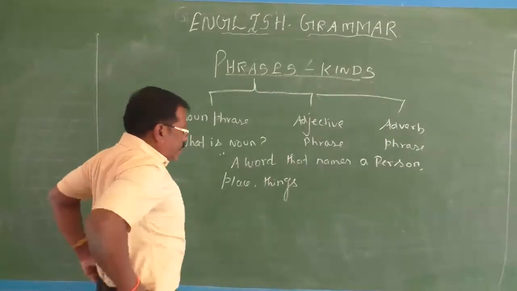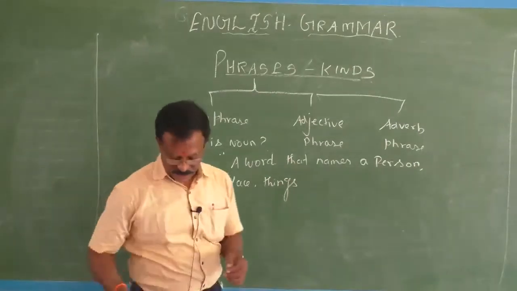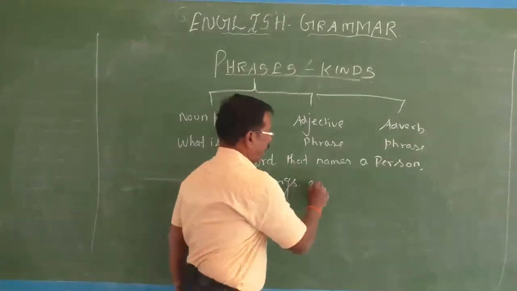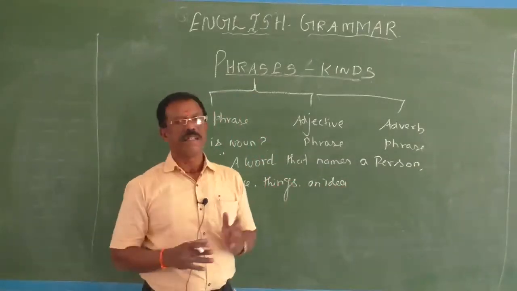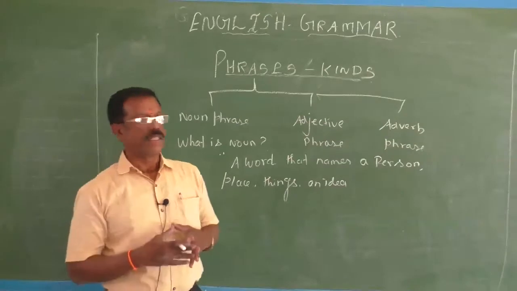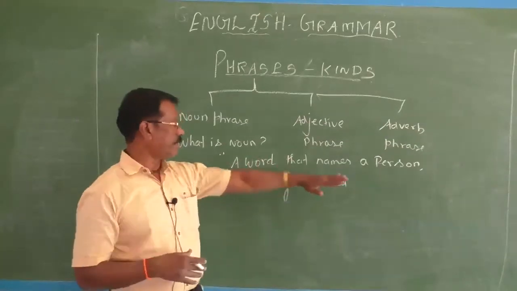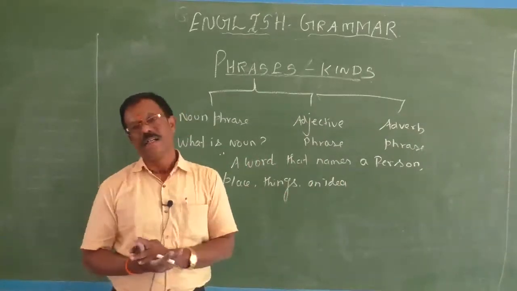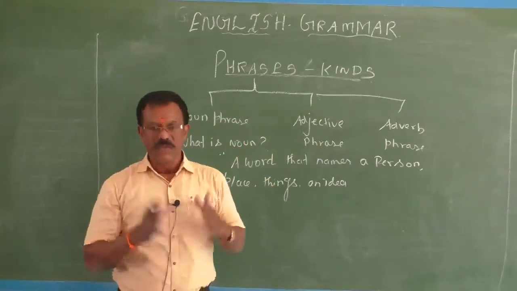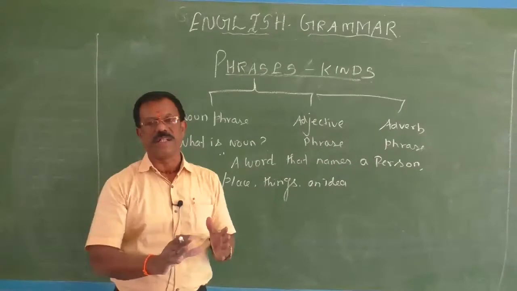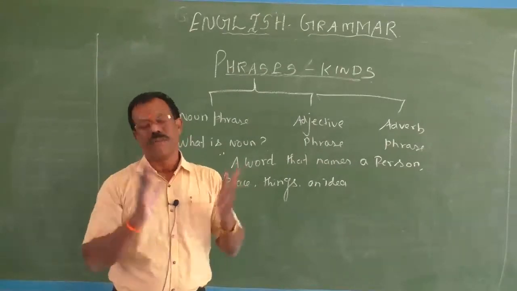A word that names a person, place, thing, or sometimes an idea is called a noun. So this is the meaning of noun. What's a noun? A noun is a word that names a person, place, thing, or an idea. If a phrase does the same function, then it is called a noun phrase, simply.